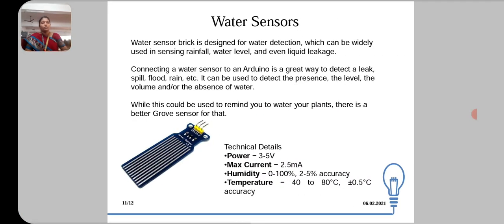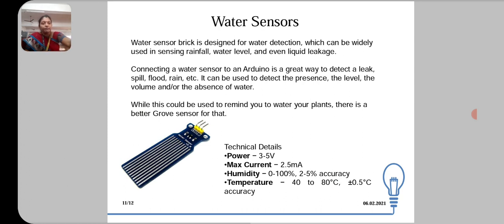The next one is water sensor, water detector sensor. So water detector sensors are used to detect the presence of water or other liquids. The water detector sensor brick is designed for water detection, which can be used in sensing rainfall, water level and even liquid leakage. They typically use a conductive sensor that detects the conductivity of the liquid and produces an output signal when the conductivity exceeds a certain threshold.